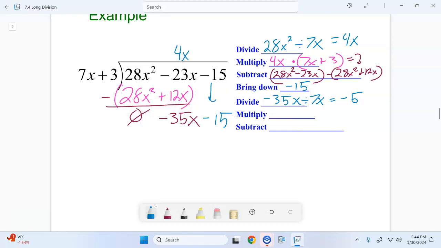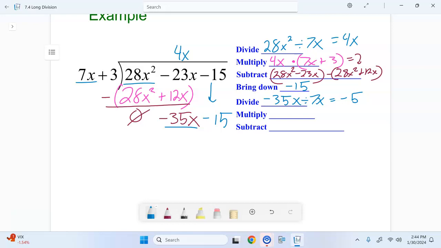Negative 35x divided by 7x. Whenever we're doing the division step, it's the first term of whatever line we're on divided by the first term of our divisor. So every time we do a division, it's going to be by 7x. We started with the first term of our dividend divided by 7x, then the first term after our subtraction divided by 7x. If I had more terms after that, it's always by 7x, over and over until we run out.